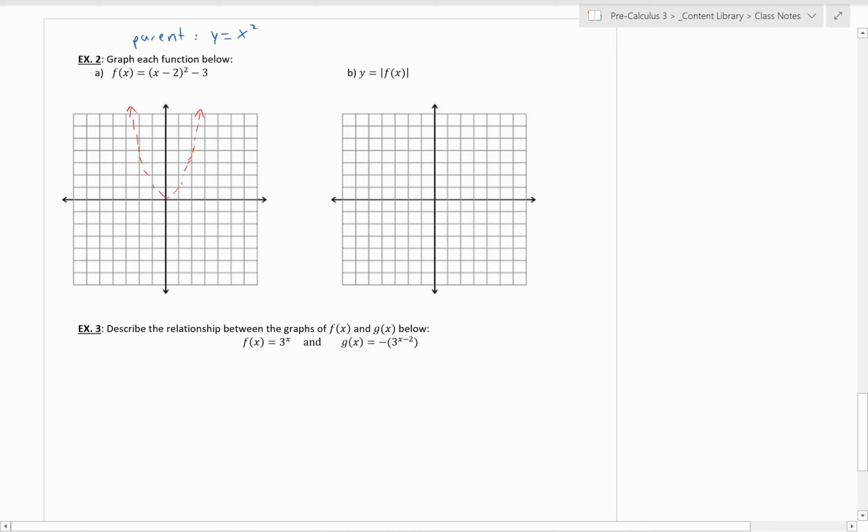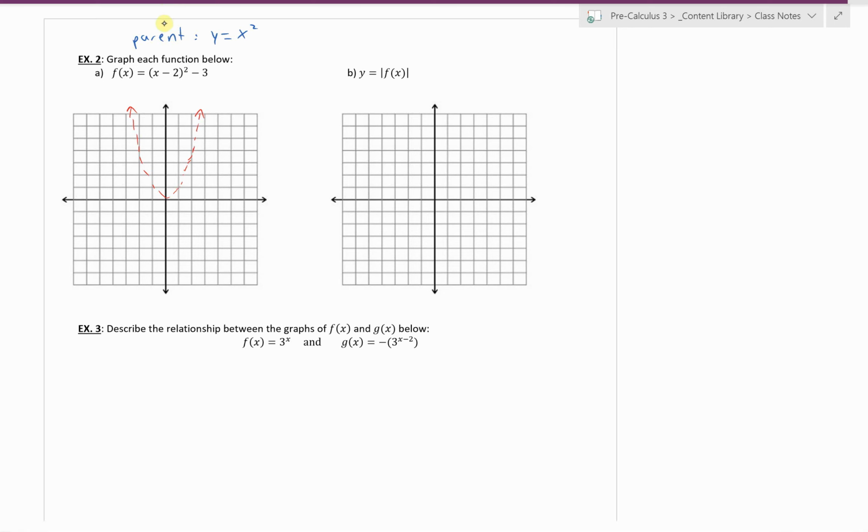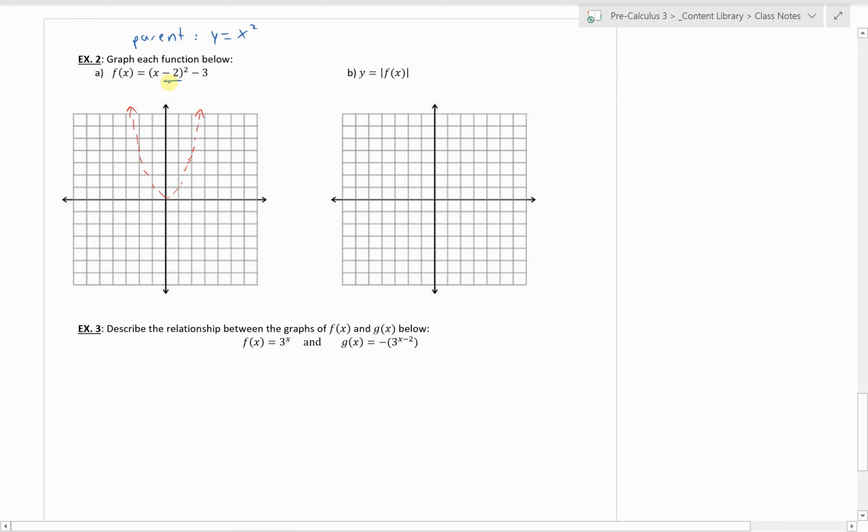But the idea here is when we have x minus 2, the subtracting inside the squaring function, we would do that before we square. So that's inside the squaring function, means we're going to move horizontally in the opposite direction. So when we subtract 2, that means we're going to move to the right. We're going to move the whole curve to the right 2 units. If I wanted to go ahead and draw that in, that means I move my vertex over here to 2, 0.